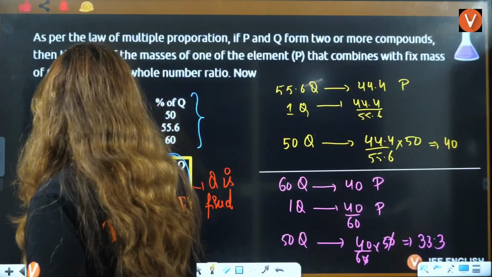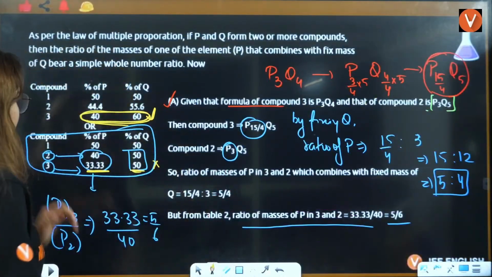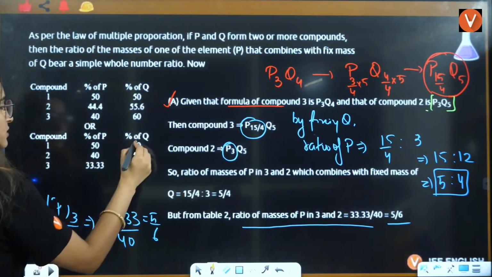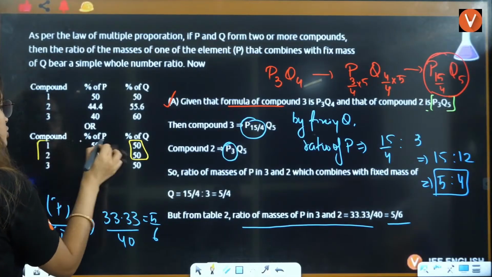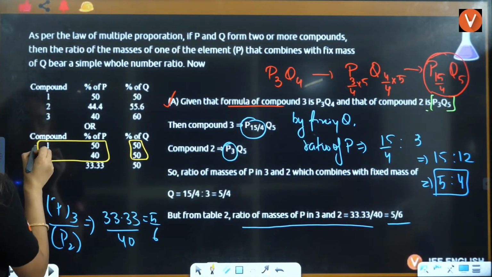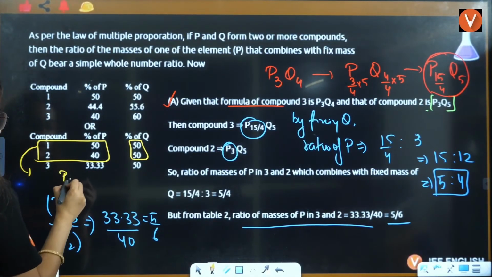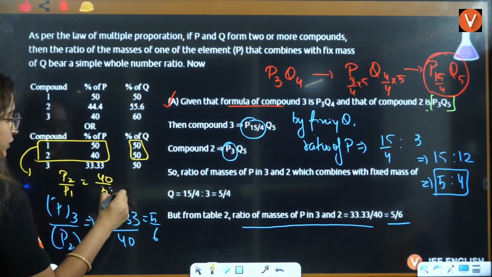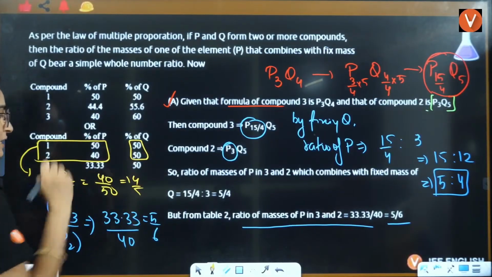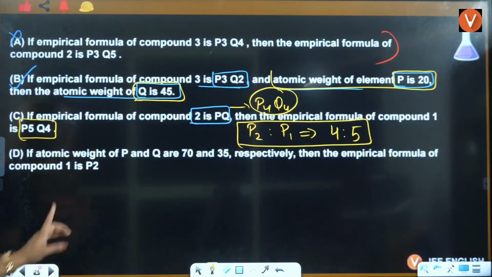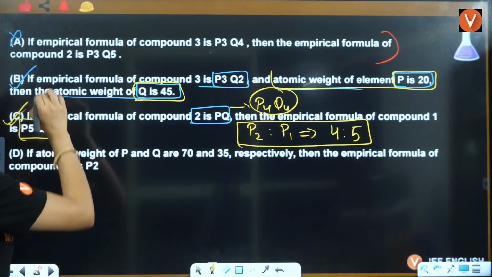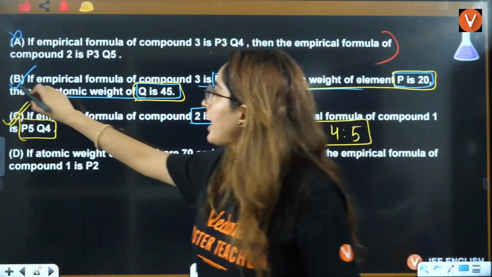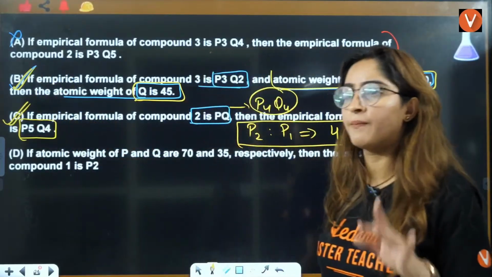So if you see the data here, this is the data, right? When you fix Q here, the ratio of P2 by P1 is going to be, P2 is 40, this is 50, that is 4/5. That is the same thing as this, 4/5. That means C is also the correct statement here. Now, till now, we have two correct statements, right?